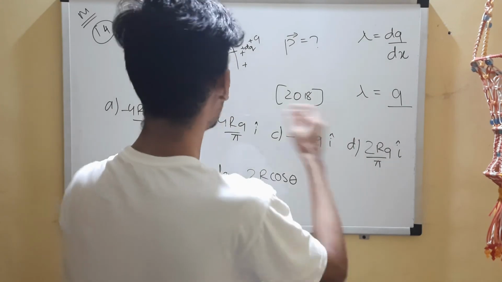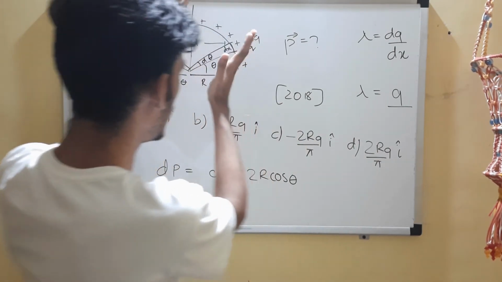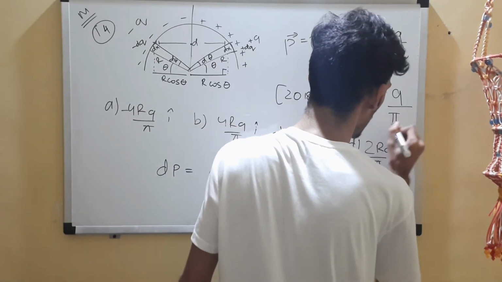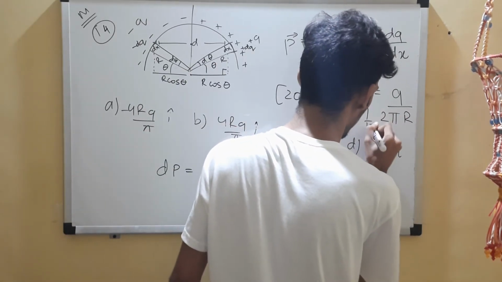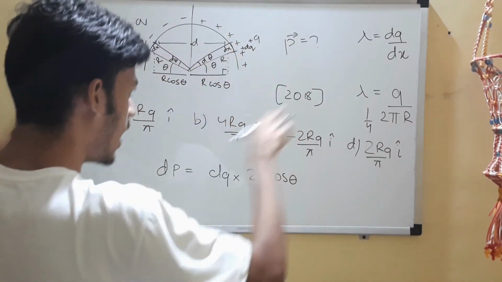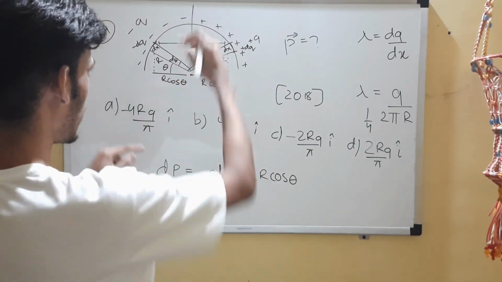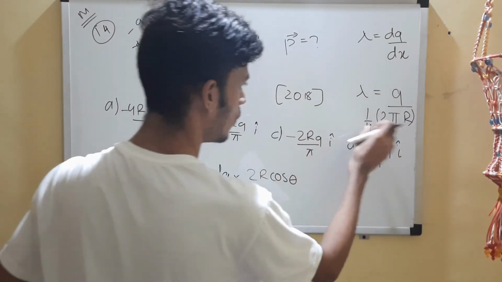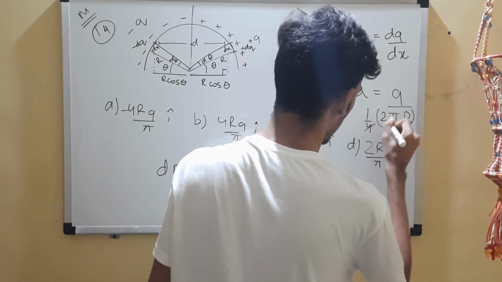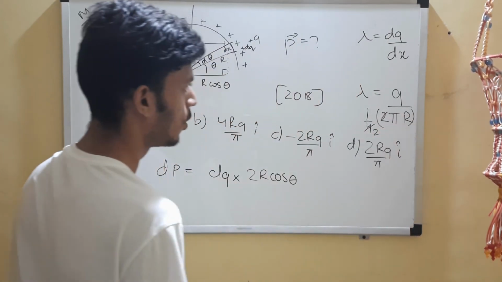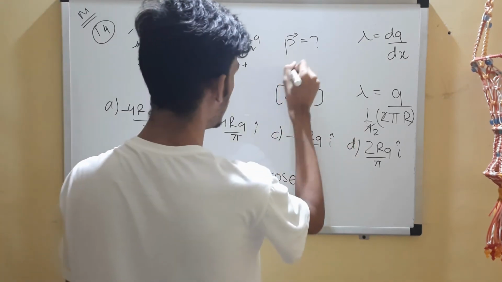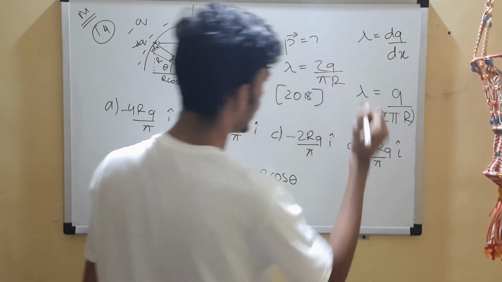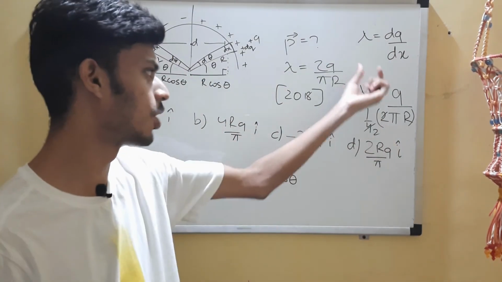So here the charge is plus q and it's distributed over this quadrant, right? This quadrant is 1/4 of the entire circle, if you complete the circle. So this distance is nothing but 1/4 of 2 pi r. So this and this will get cancelled. Here you'll get 2, so you can write lambda with the 2 on top: lambda is 2q by pi r.